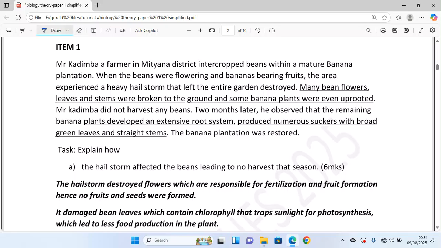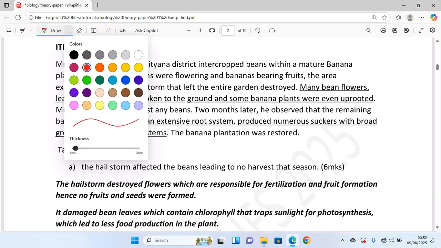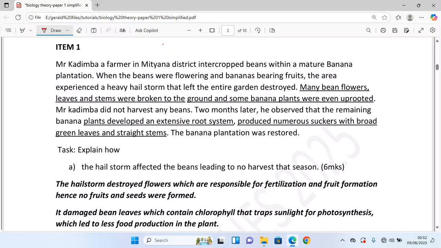So when you look at this item here, it is asking to explain how, part A, the hailstorm affected the beans, leading to no harvest that season. So how do we go about that? Now, what we are going to do here is to make sure we follow these two things. What am I telling you to follow?